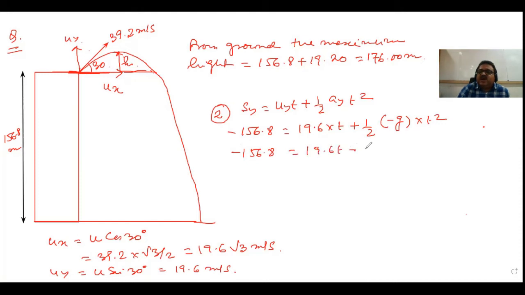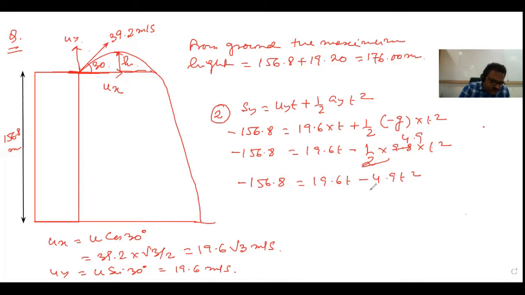19.6 into t minus half. Let me take the value of g in this case, 9.8. So the calculation will be simple, correct? So if I cancel it out, 4.9. Now check this. Minus 156.8, 19.60 t minus 4.9 into t square. So 19.6 divided by 4.9, it is coming 4. So it will be 4t minus t square, and 156.8 divided by 4.9 is 32.